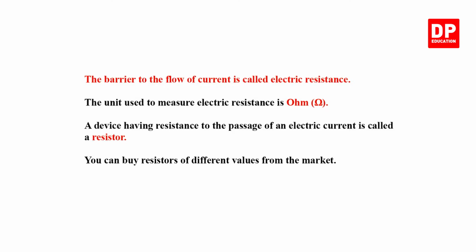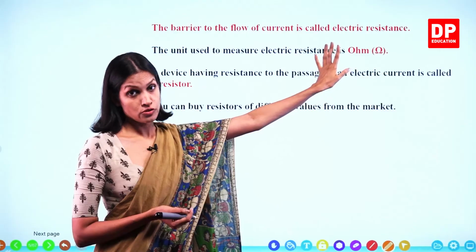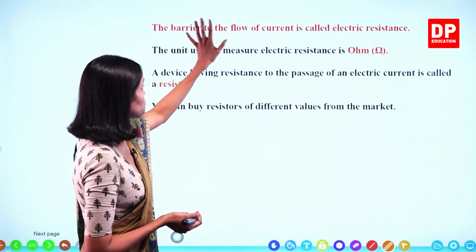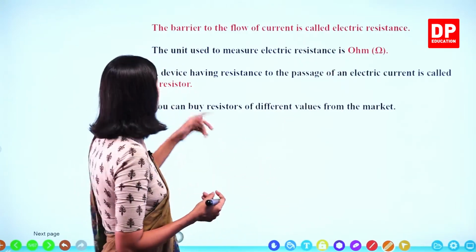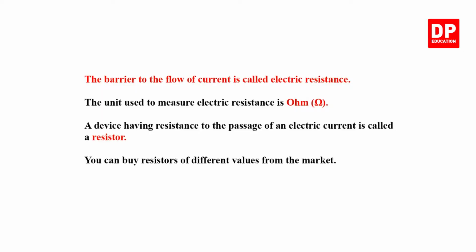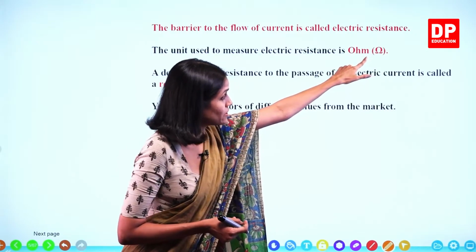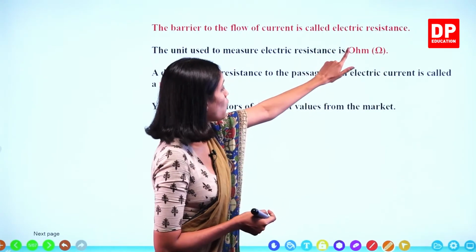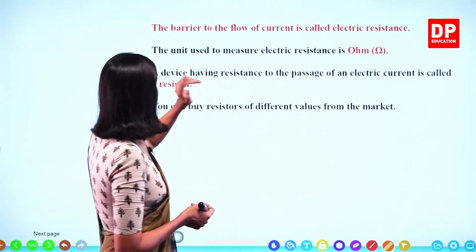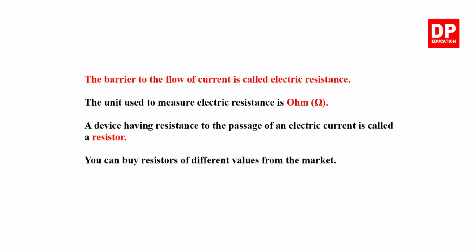So the barrier to the flow of current is called electric resistance. How to measure this resistance? The unit used to measure electric resistance is ohm. Look at this symbol. This symbol is called omega. Ohm. A device having resistance to the passage of an electric current is called a resistor.